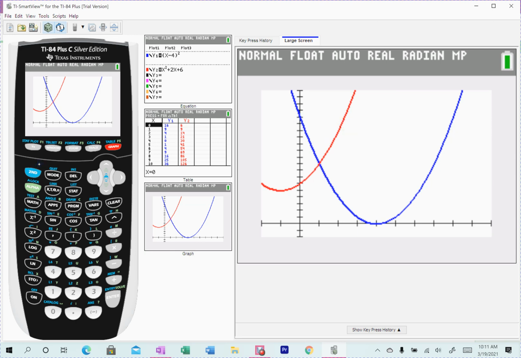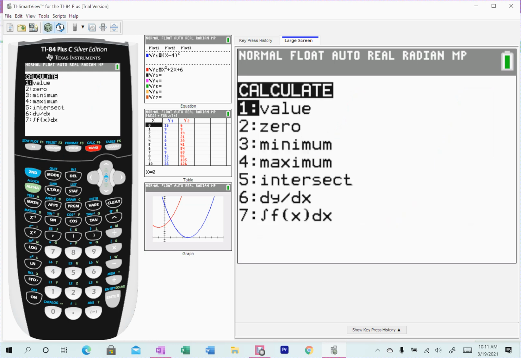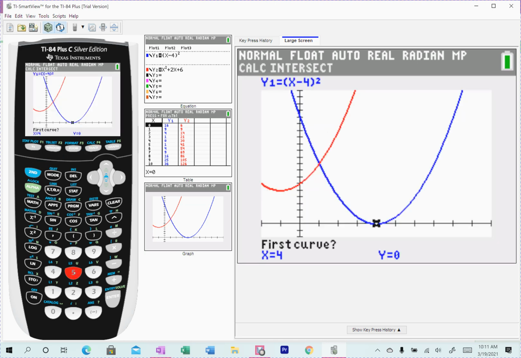Alright, first find the equilibrium point. Second, trace, intersect, 5. First curve, second curve, and guess. So again, I've got to move all the way over. Computer's being slow today. Close enough. Enter, enter, enter. So it looks like it's at the point 1, 9. So one item for $9.